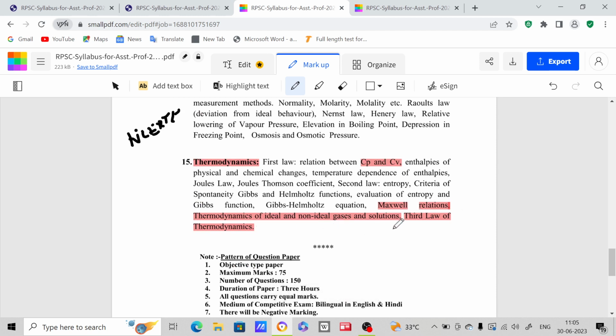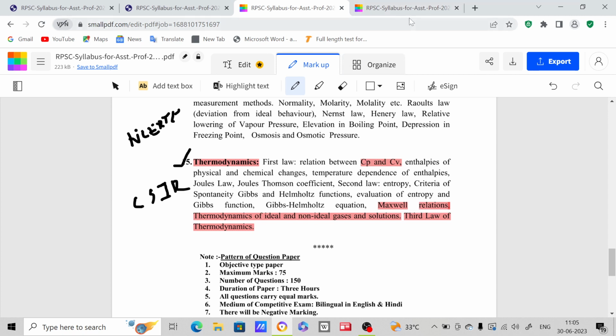Thermodynamics of ideal and non-ideal gas solutions, and particularly they mention third law of thermodynamics. Whenever they mention something particularly in the syllabus, definitely you have to study that particular thing. So third law of thermodynamics is very important. They might ask questions on this. And Cp and Cv relations are important. Enthalpies of physical and chemical changes are also important. Your CSIR NET notes are very enough, right? CSIR notes are more than enough for this particular chapter.